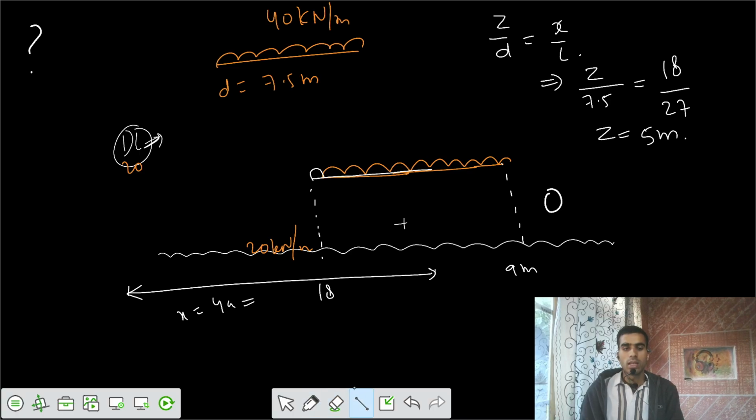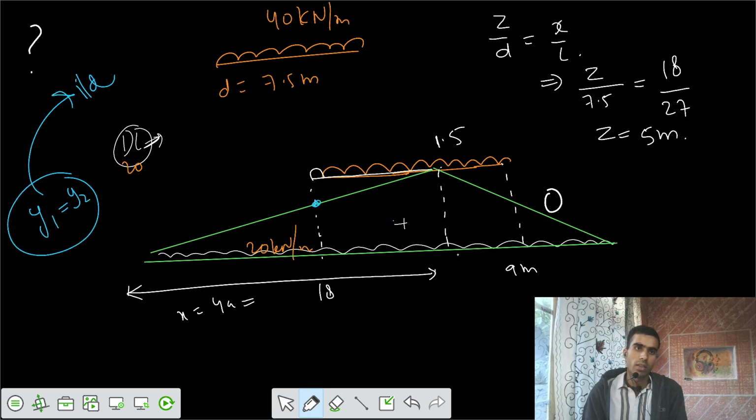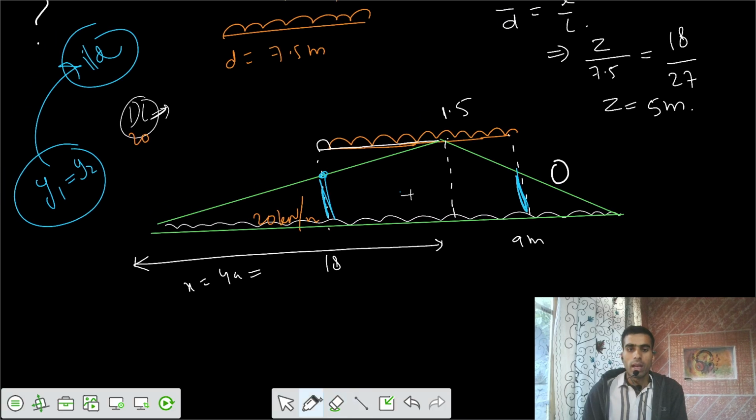So finally I am going to say that if this was your diagram, this peak ordinate was 1.5. Then I had to get the ordinate at this location, and we know that y1 was equal to y2 during the derivation of that condition. We say that this ordinate y1 is also equal to y2. Now I got that this is 5 meter and this part is 2.5 meter. So I can say your UDL had to be placed under this area.